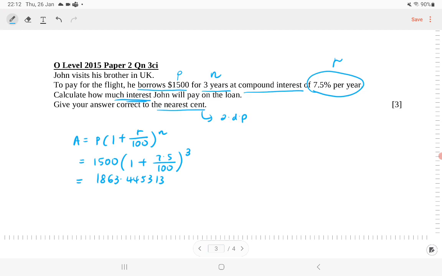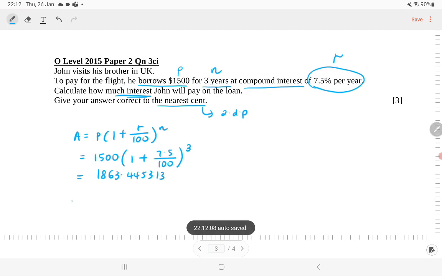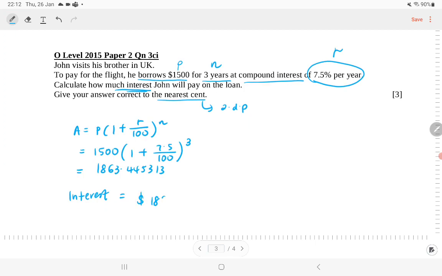So after this, my one more step will be, what is my interest? Okay, what's the interest? So the interest, yeah, wrong spelling. Okay, no, correct spelling. What am I doing? Okay, interest. Take the original amount. Take the total amount. You minus away the original amount. Okay, and what is my answer?